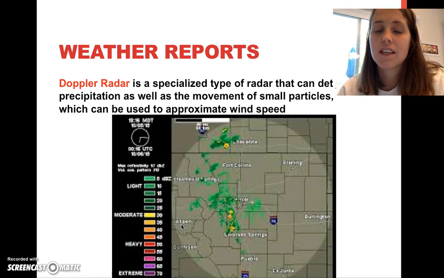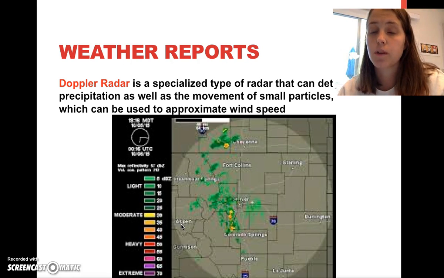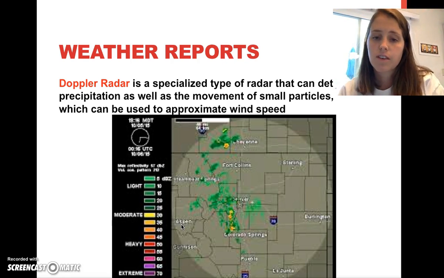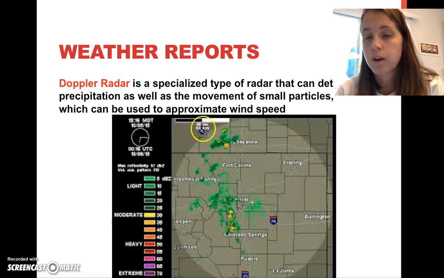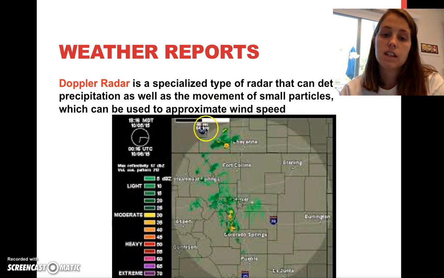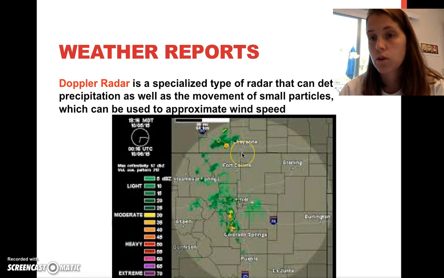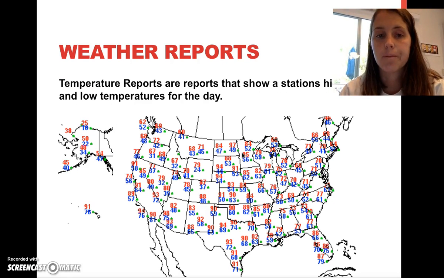Doppler radar is a special type of radar that detects precipitation as well as movement of small particles, and can be used to approximate wind speed. You guys have all seen this. This is what they show on the news whenever we have a big storm coming, and it tells you what type of precipitation we're having. Some of them actually move and show you the direction they're moving, and these are the clouds or the big areas of the storms that are going over us.